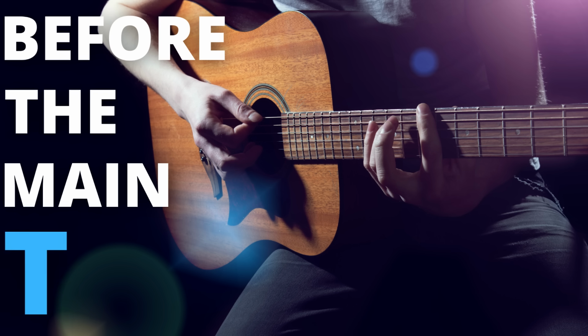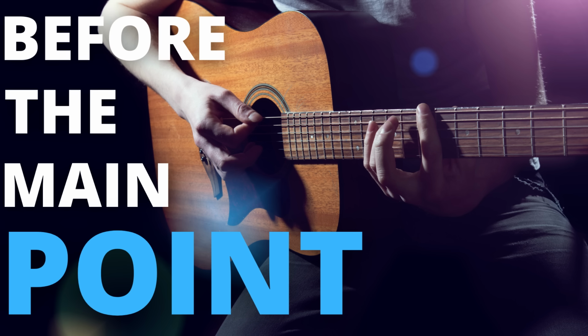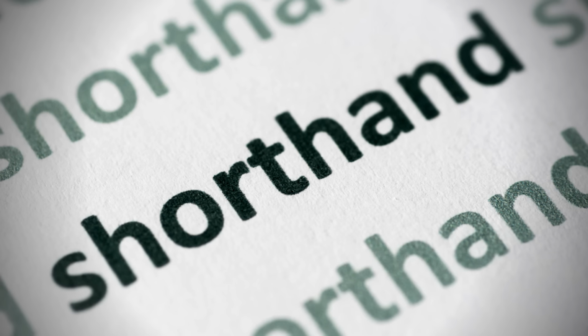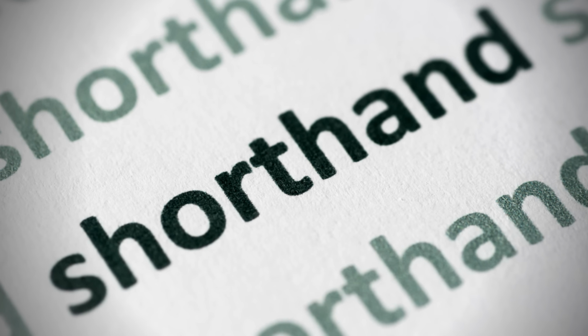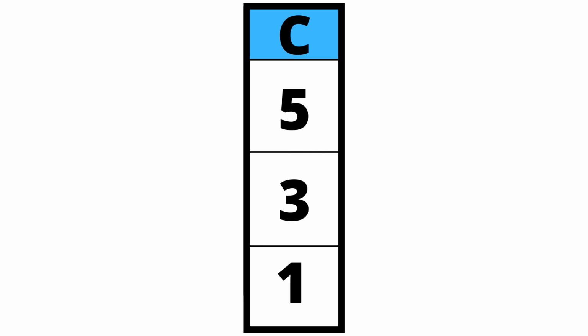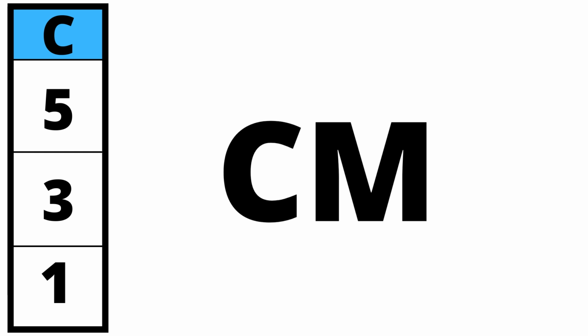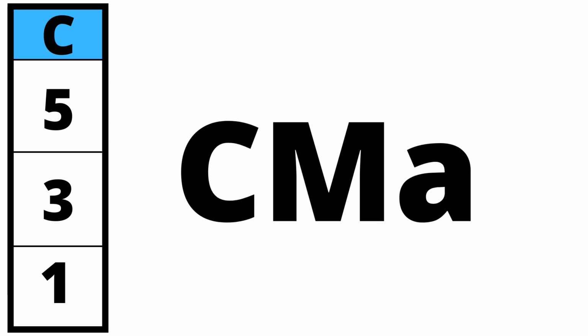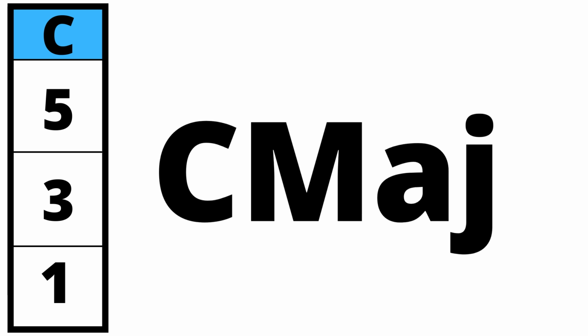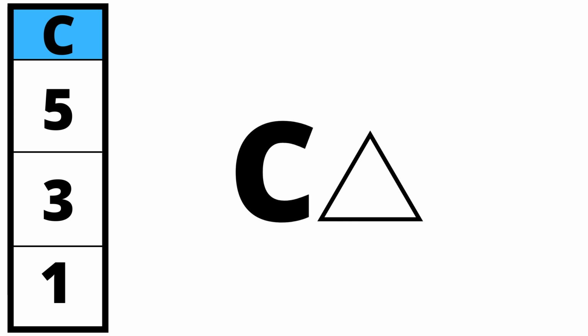Before we get to the main point, where I'll show you how to apply this all to the guitar fretboard, let's quickly talk about the different kinds of shorthand that musicians use to indicate chords when written down. Let's start with major chords. A C major triad could be written down as just simply C, or with an uppercase M for major, or even C maj, or C major, or even C with a triangle symbol to indicate major. You will often see these used in bigger chords, for instance C major 7 or C major 13.